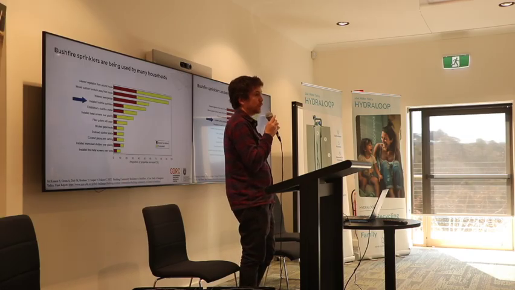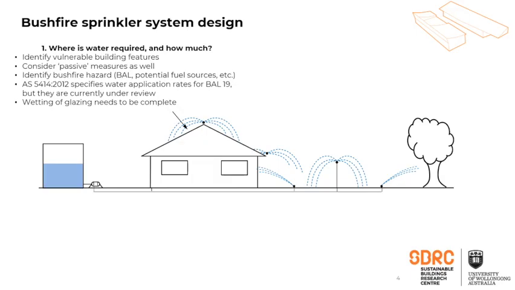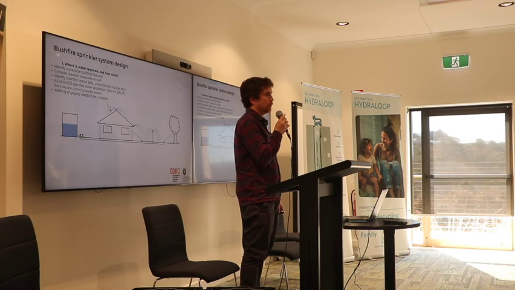One big challenge with active systems is they're more complex, so there's more that can go wrong. If we look at the process of how you would design a bushfire sprinkler system, the first question is how much water do you need and where does it need to go? The first step is really identifying the vulnerable features of your building that you want to protect with the sprinkler system. In a lot of cases, we see people just putting sprinklers on the roof without thinking too much about what that is actually going to do for the building.